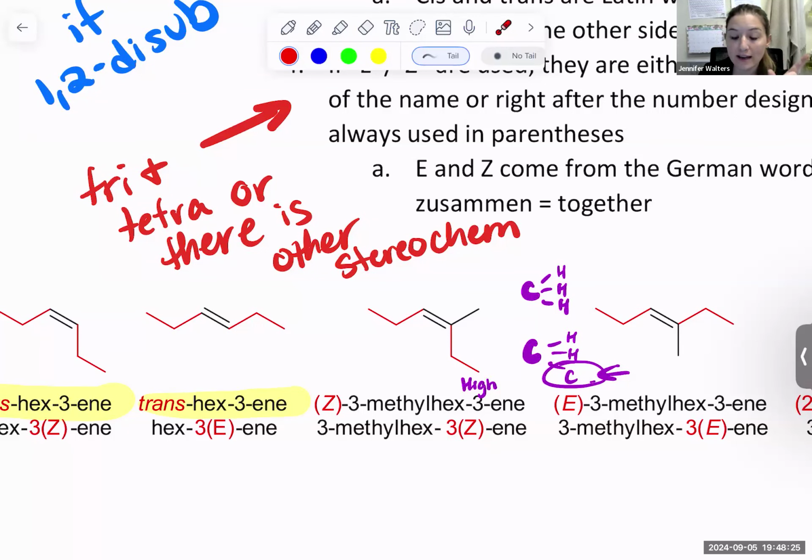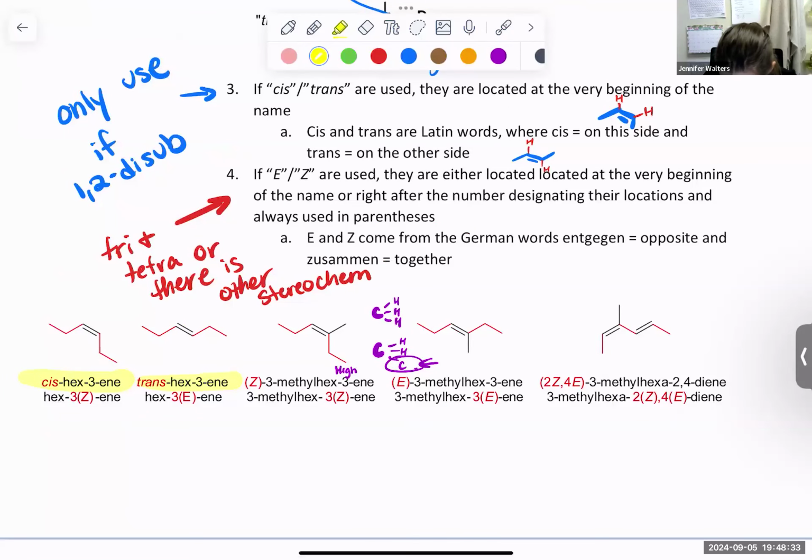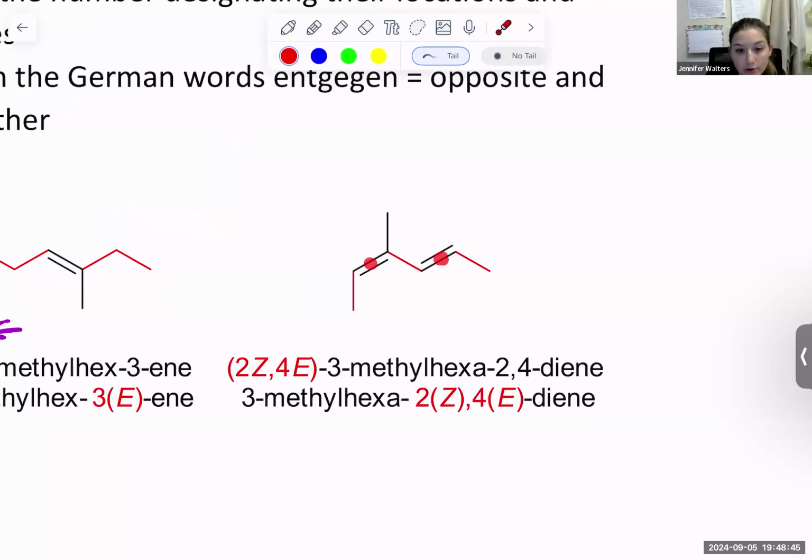Then for this next one, now they're on opposite sides. So now I have to use E for the opposite. And if I have multiple alkenes with multiple stereochemistries, I'm going to use the number location of where that starts. So when I number this, I see that I have the alkenes starting at carbon 2 with my high priorities on the same side. So that is 2Z. And then here I have my high priorities on opposite sides for the alkene starting at carbon 4. So it's a 4E.